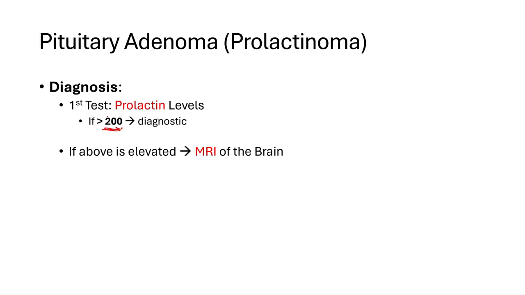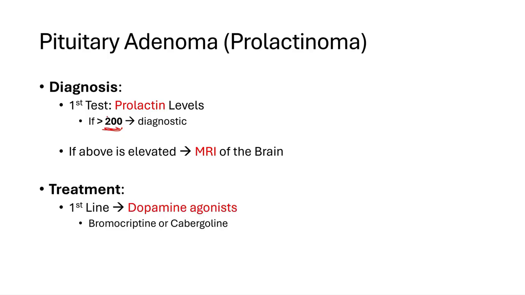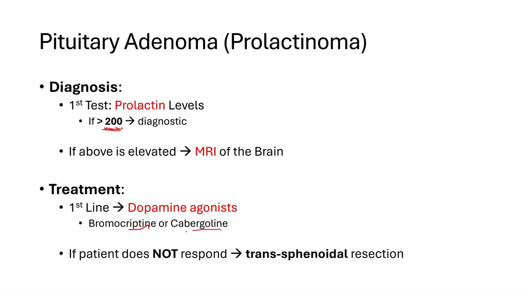The treatment modalities is going to be stepwise. The first line for prolactin is going to be dopamine agonists, such as bromocriptine or cabergoline. Dopamine inhibits prolactin production. And if we can inhibit prolactin production, that should help solve this overgrowth of this prolactinoma or these lactotrophic cells. But if the patient does not respond well to the above dopamine agonists, then we can always trial transsphenoidal resection to try and remove this. But this is almost always second line.